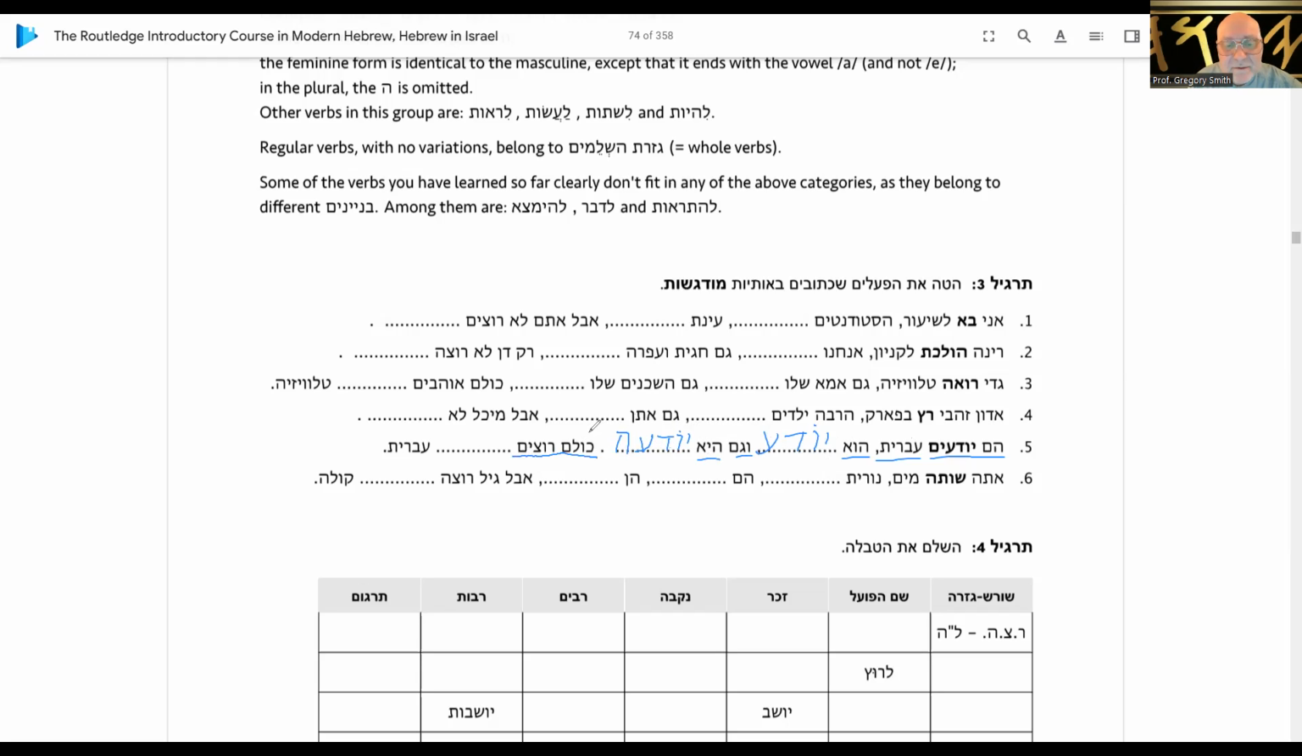Kolam rotzim, everybody wants. Everybody wants to know Hebrew. We need to put to know in there. So it's going to be lada'at Ivrit. So kolam rotzim lada'at Ivrit, Hebrew.